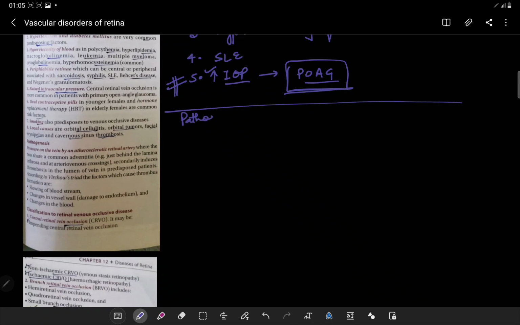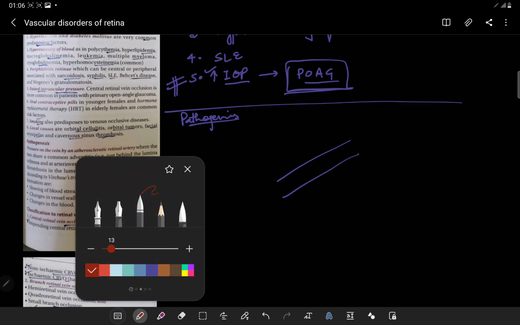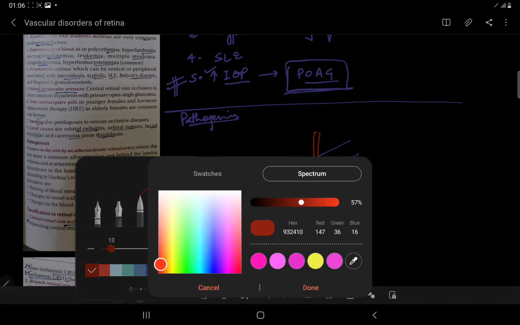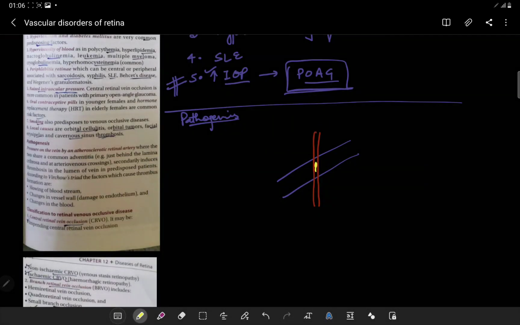What does the pathogenesis state? The pathogenesis states that there is pressure on the vein by the atherosclerotic retinal artery. Let's say this is a vein. There is pressure on this vein by an artery which is atherosclerotic. Let's mark the atherosclerosis. This atherosclerotic artery is putting pressure on this retinal vein.